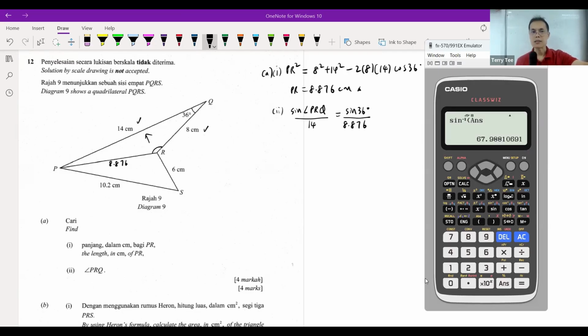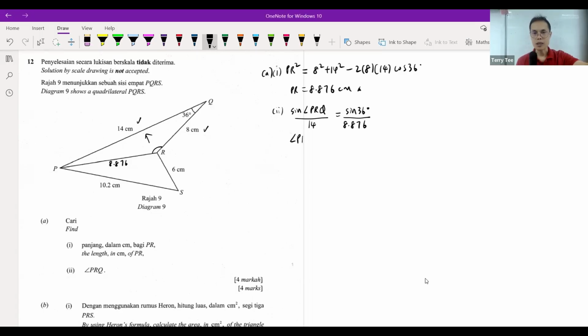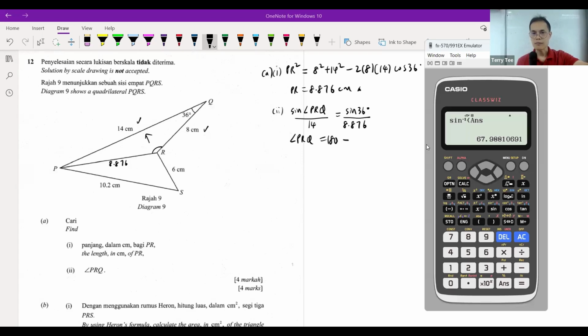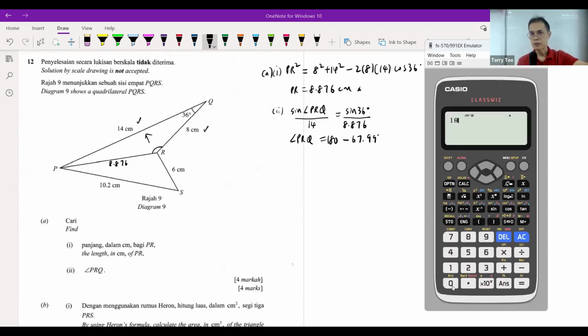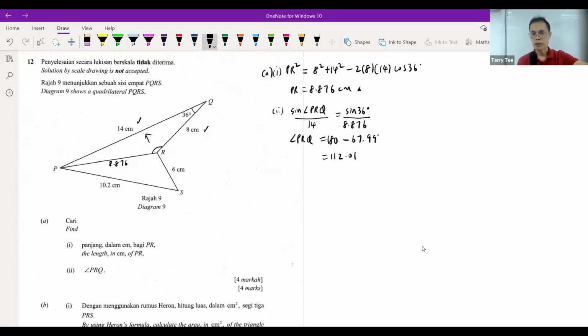However, we can't take this answer because you can see, obviously, this is an obtuse angle. So if this is an obtuse angle, we need to do 180 minus, let me write this out, PRQ is 180 minus this angle, 67.99, right? You can use your calculator, 180 minus, you should get 112.01, yeah? 112.01, okay? All right.